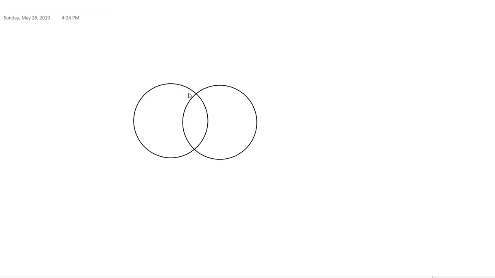Now, of course, this is independent events because if they were mutually exclusive, you would have no overlap, right? So let's just call this probability A, let's call this probability B. And let's say that the probability that A occurs is 0.4 and the probability that B occurs is 0.6.